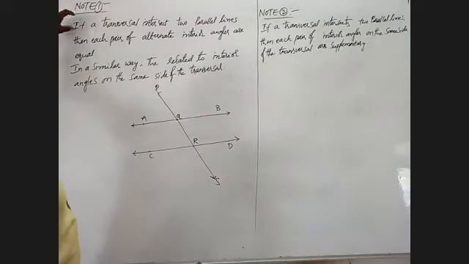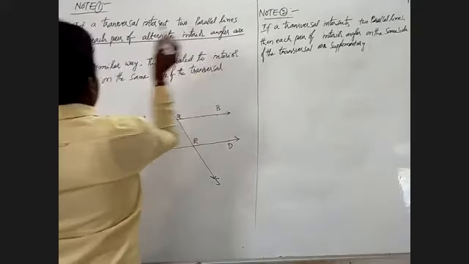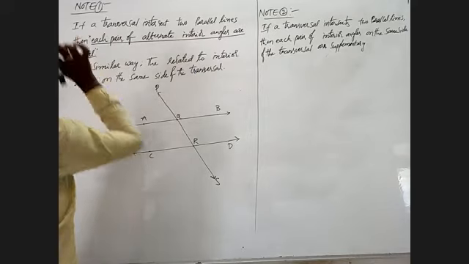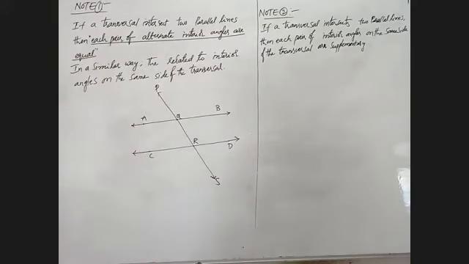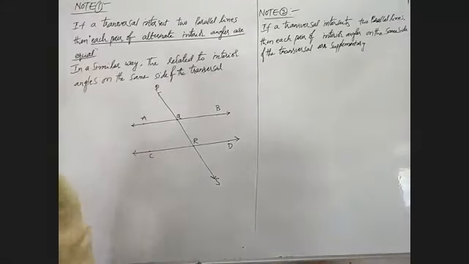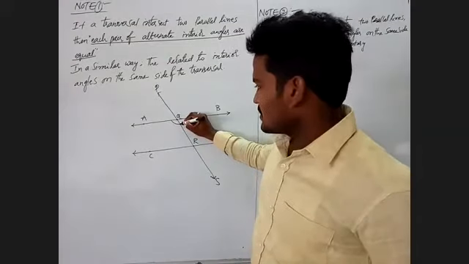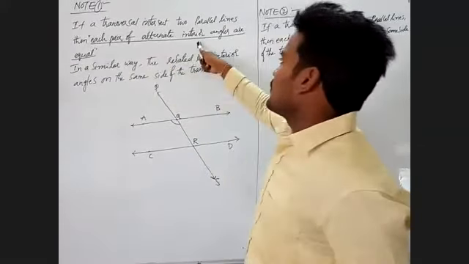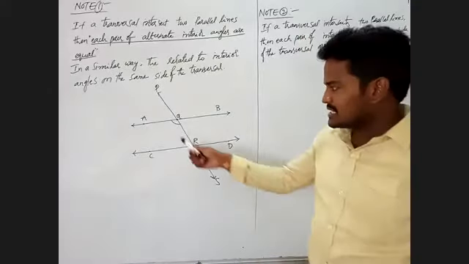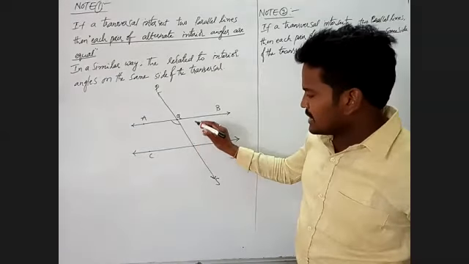By the theorem, if a transversal intersects two parallel lines, then each pair of alternate interior angles are equal to each other. That is, I will write angle AQR is equal to the other. Here, each pair of alternate interior angles are equal. This is also an interior angle.